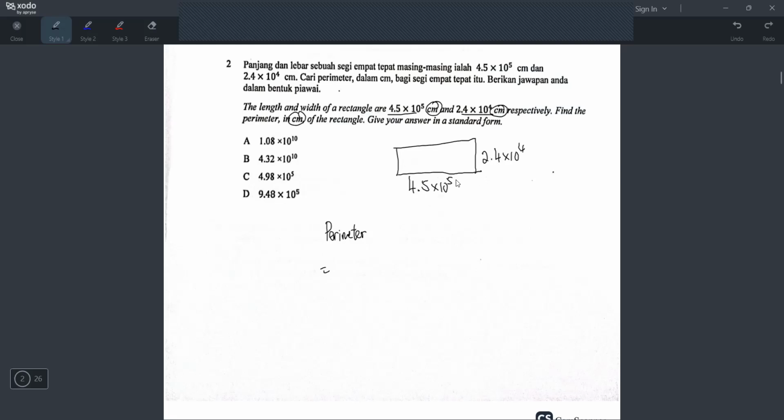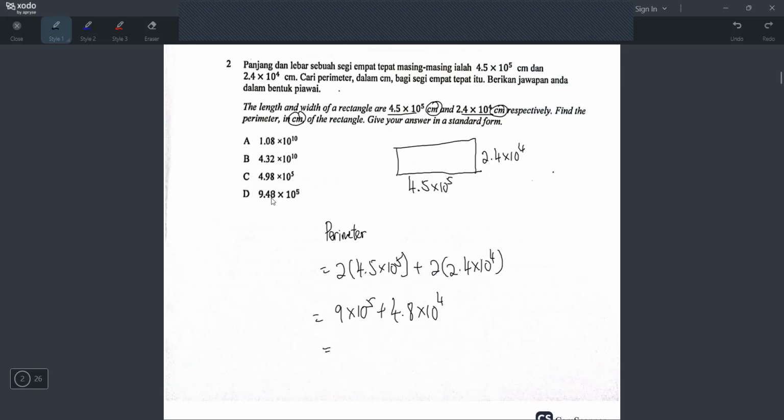So you will take 4.5 exponent 5 plus 4.5 exponent 5. It means 2 bracket 4.5 times 10 power 5, right? Because you are taking 4.5 times 10 power 5 plus itself, right? So plus again with 2 times 2.4 times 10 power 4. If you don't want to write like this, you can also write 4.5 times 10 power 5 plus 4.5 times 10 power 5 plus 2.4 times 10 power 4 plus 2.4 times 10 power 4. It's the same thing. What I'll do here is I'll take 2 times 4.5, I'll get 9 times 10 power 5. And then 2 times 2.4 is 4.8 times 10 power 4.